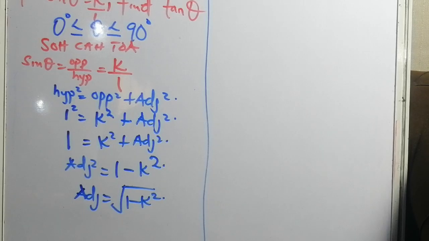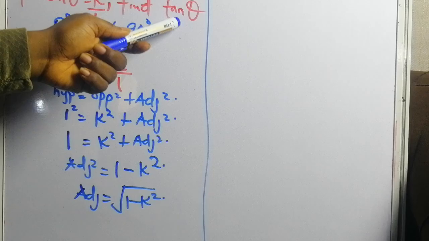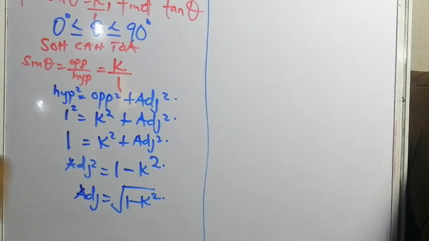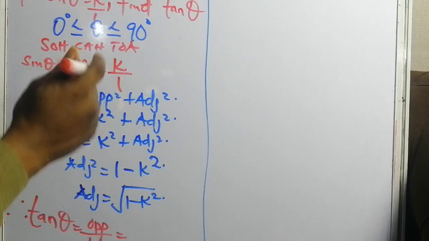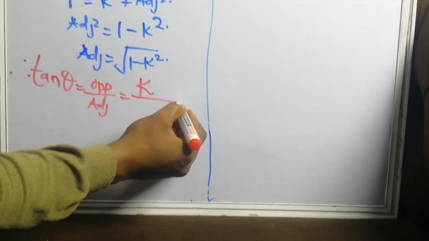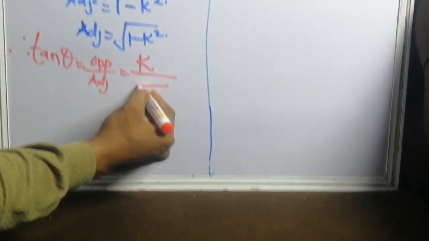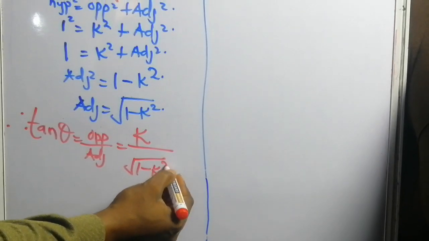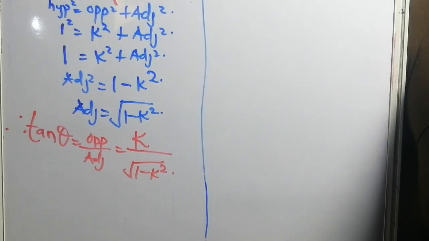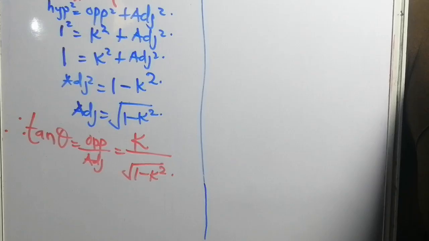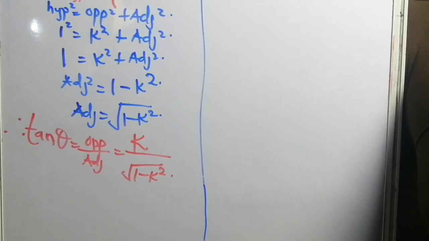So I can now go ahead. What do I need to do? I will go ahead and introduce my tan theta. So from TOA, therefore, tan theta equals what? Opposite over adjacent. What is my opposite? My opposite is k. My adjacent is what? Square root of 1 minus k square. So you can see now, that is as easy as possible.